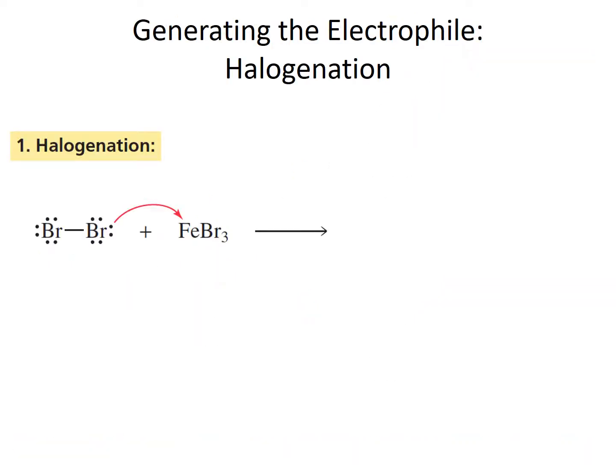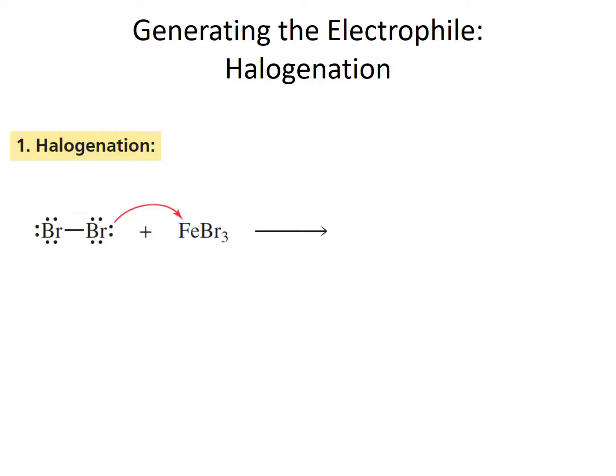The key for these reactions is generating your electrophile, and we'll talk about some similarities. There are going to be 5 main ways a benzene can undergo reactions. The first one we're going to talk about is halogenation. We can add either bromines or chlorines.